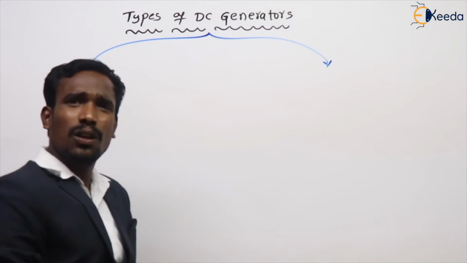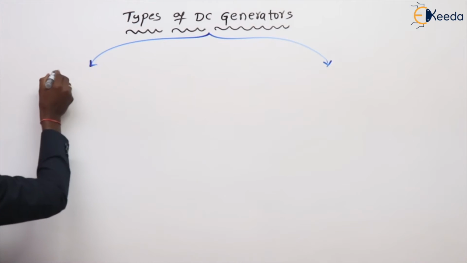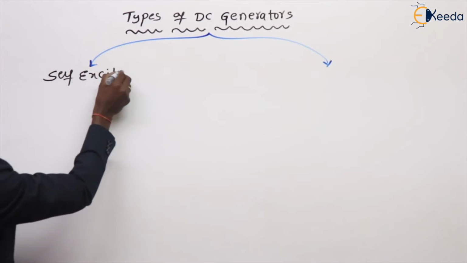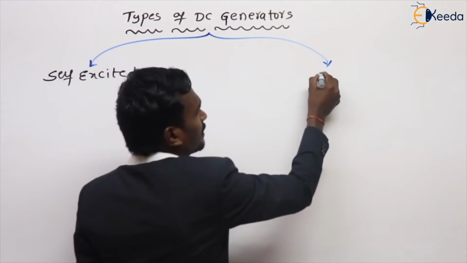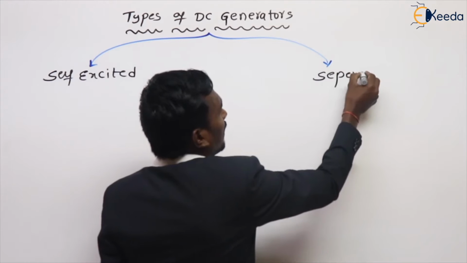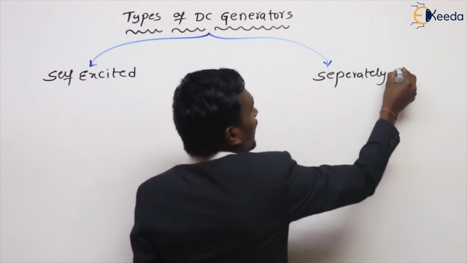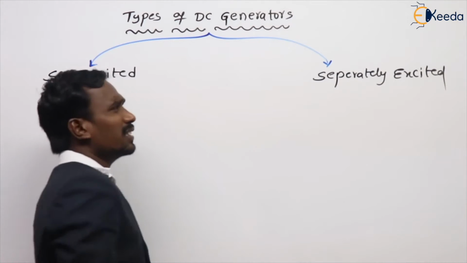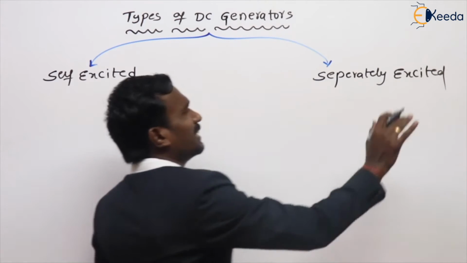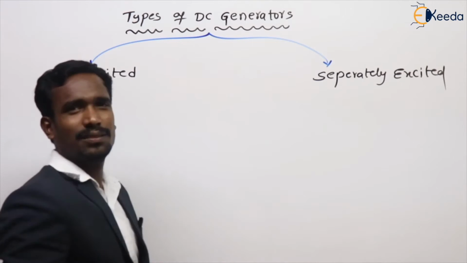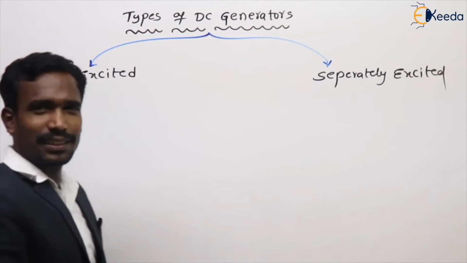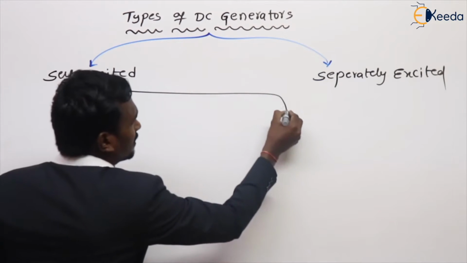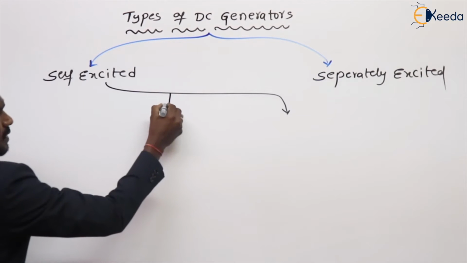What are those? One is the self-excited DC generator, and the next one is the separately excited DC generator. Generally this has separate excitation. This is separate, and this is self-excited. And these self-excited DC generators are of three types.